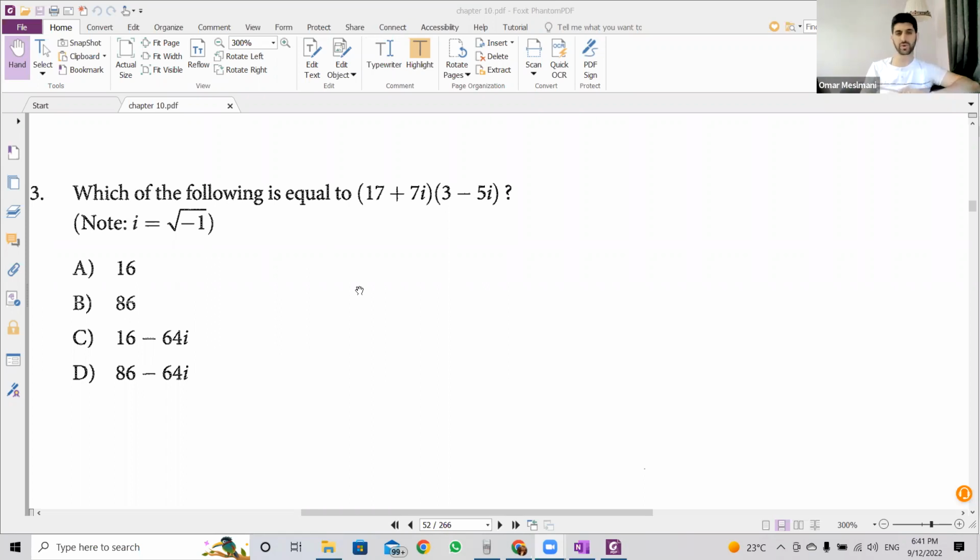I don't have to wait for this. The answer is obviously here. You take the 17 and multiply by 3, the 17 and multiply by 5i, the 7i and multiply by 3, the 7i and multiply by 5i, and the answer is going to be D. I don't have to solve it. Easy concept. Last question on the concept here.